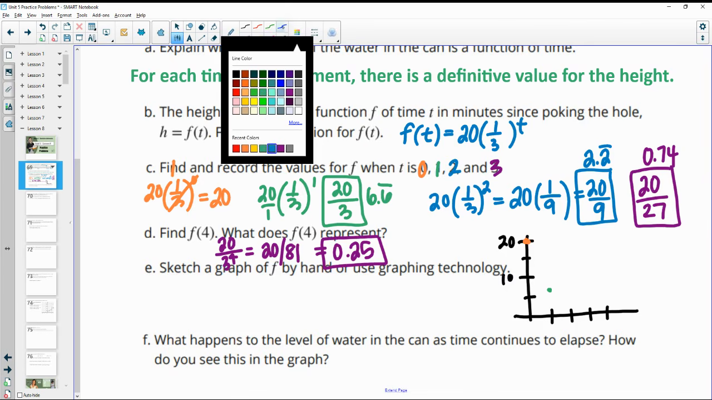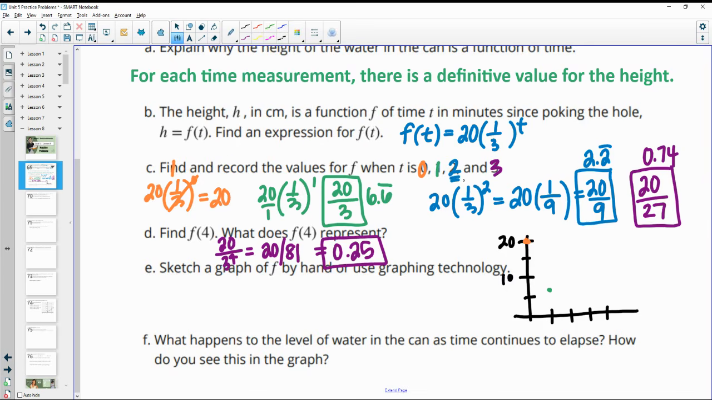The second minute, it was at 2.2. So the second minute, it's down here at 2.2. And then after the third minute, it is at 0.74. And then the fourth minute was 0.25. So it's just getting closer and closer to that x-axis or to 0, which is what part F is asking us.